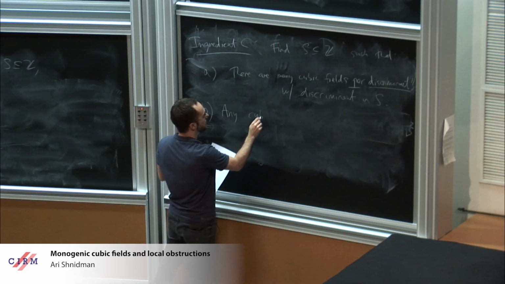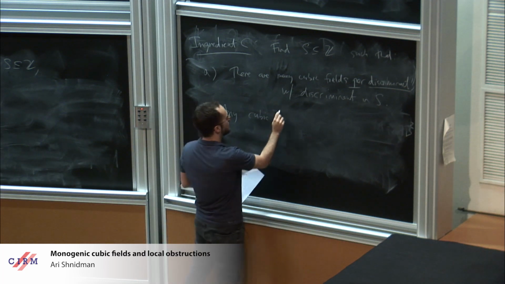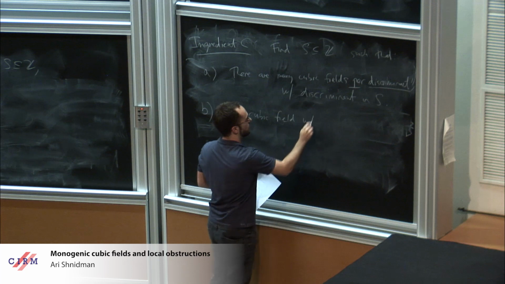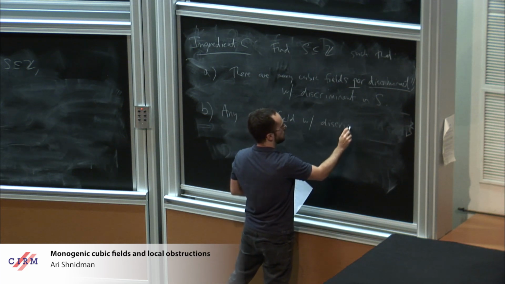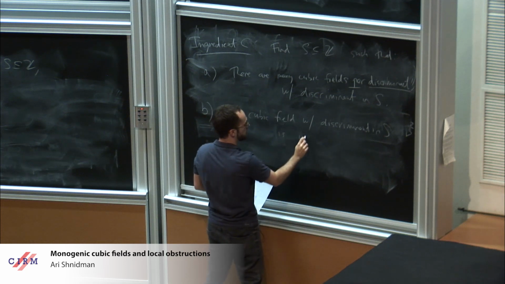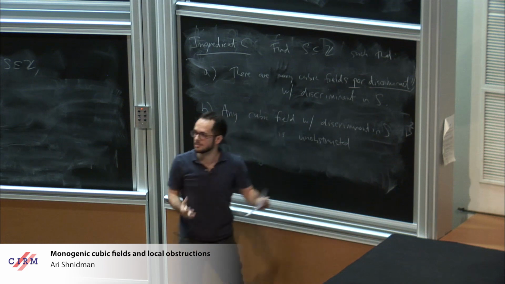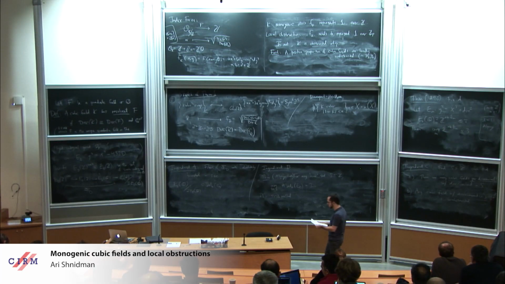So that's the point. And then the other thing we need, of course, to prove our actual theorem, is to make sure that we're looking at unobstructed cubic fields. So you also want to arrange that any cubic field with discriminant in S is unobstructed, so that we know that we're always looking at cubic fields that will help us prove our theorem.